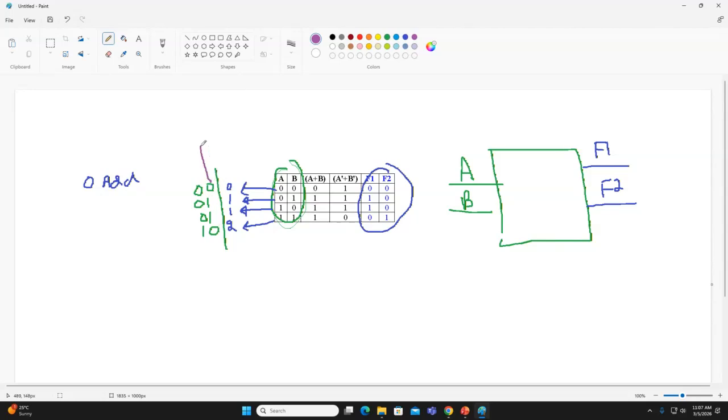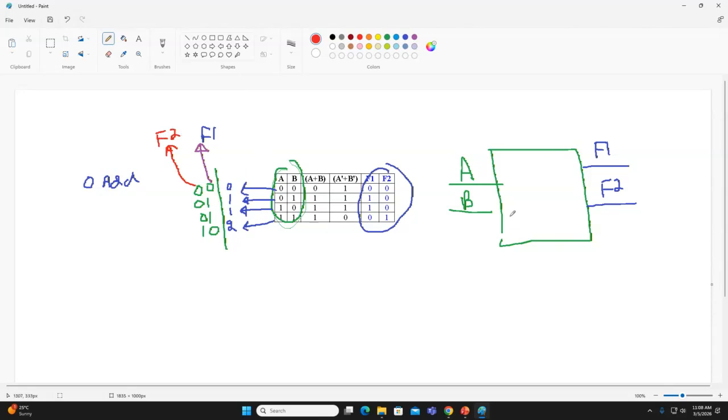Is this F1 or F2? Can you tell me? Is this F1 or F2? Help me. F1. Yeah. So can you see here? This green thing is your F1, and this red thingy, what is this red thingy? Help me. F2. F2.